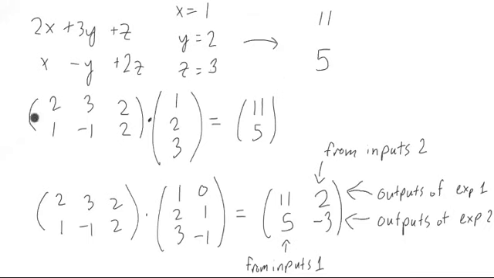Let's take a look at an idea called matrix multiplication. You see this array of numbers down here? This is a matrix. This is another matrix. Another one, and another one, and another one. They usually have parentheses around them, or sometimes they have brackets around them too.